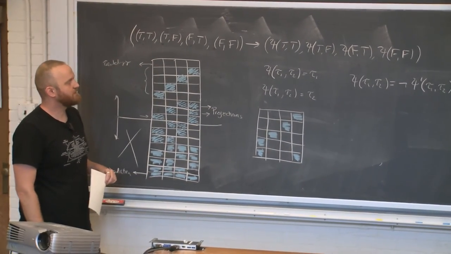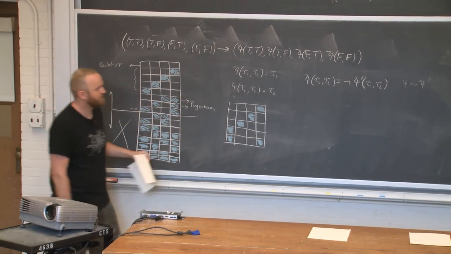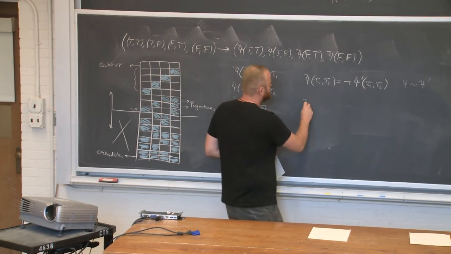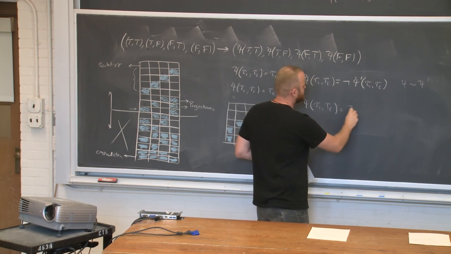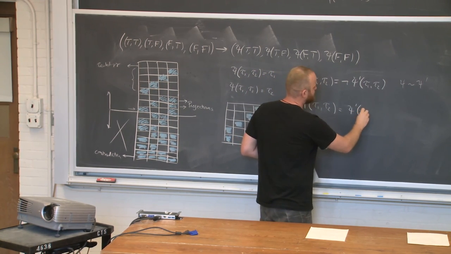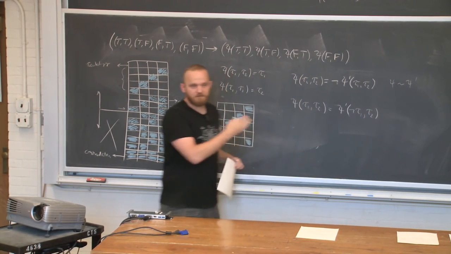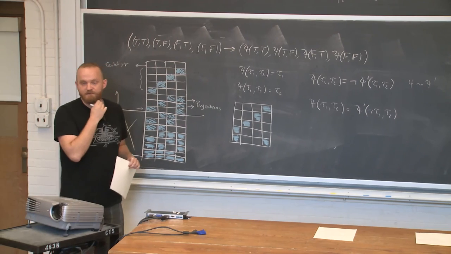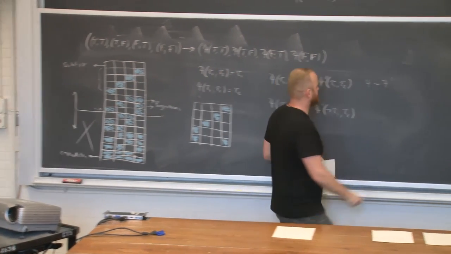So let's use negation now to see how some of these are actually copies of one another. First off, if psi of tau 1 and tau 2 is equal to psi prime of the negation of tau 1, then these binary operators are going to be copies of one another. What does that mean for these pictures here?